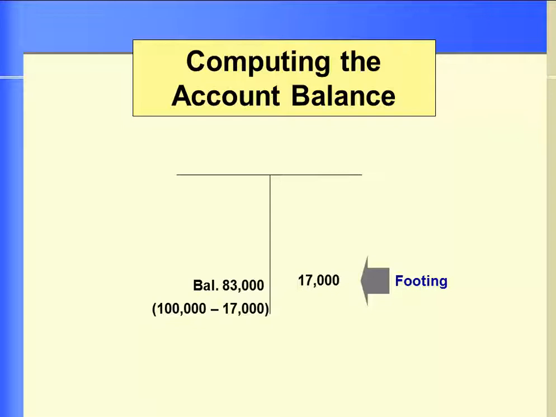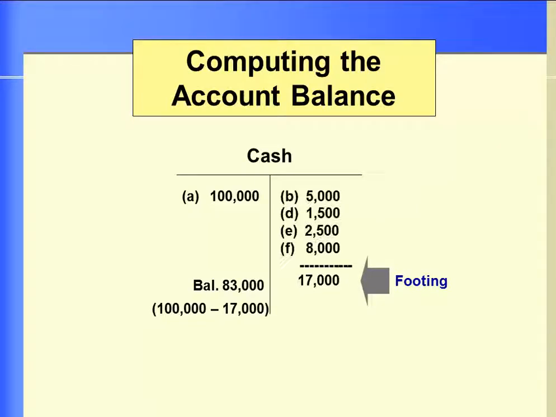So here's an example, computing the account balance. So we have cash. Our first entry was $100,000. So we increased it. We received 100,000. Then here are all the uses of cash. So let's foot this to be 17,000. So we take 100,000 minus 17, which gives us a debit balance of 83,000. That's what footing is all about.